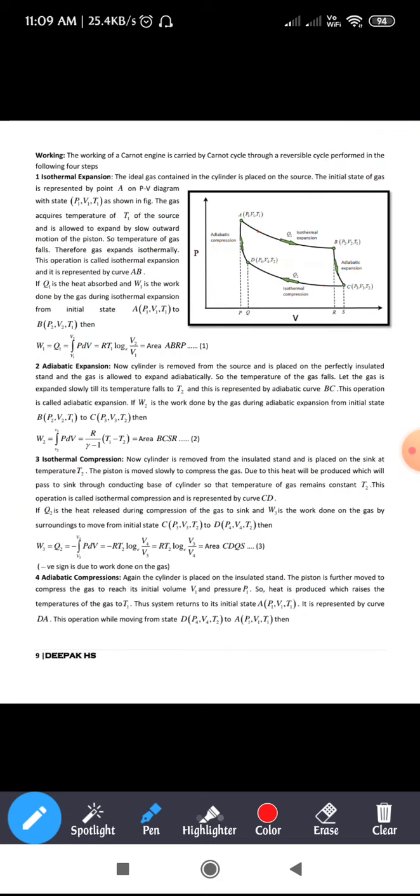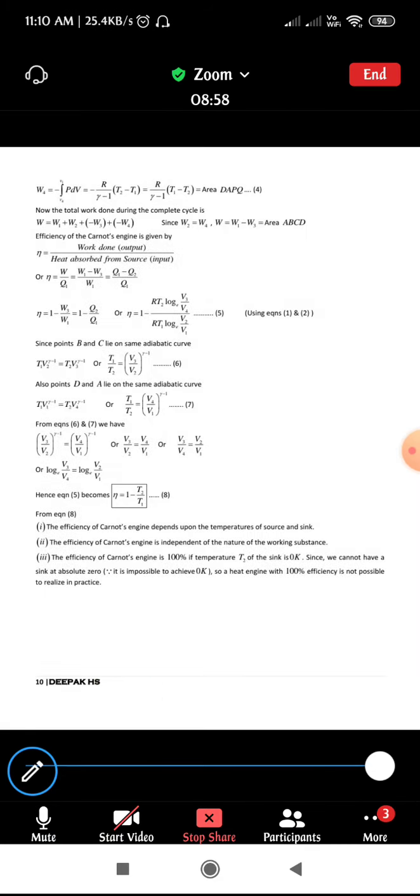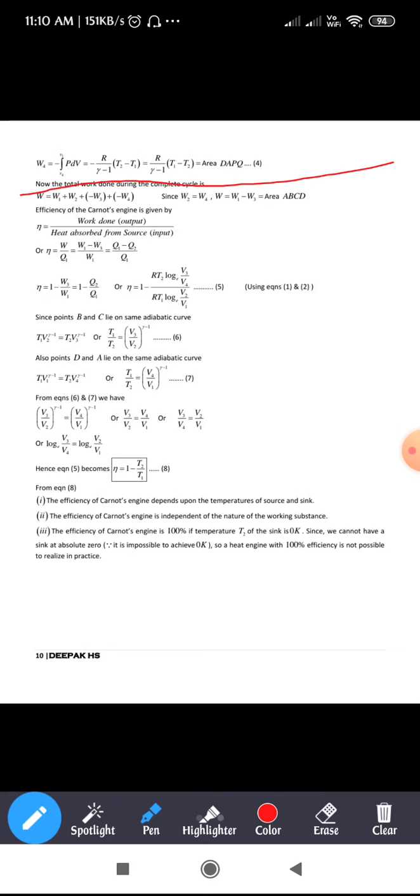Okay, so finally the work done for this comes out to be W4 is equal to, since the work is done on the system, negative sign, integral of V4 to V1 PdV, that is nothing but equal to minus R divided by gamma minus 1 into T2 minus T1, that is nothing but equal to R divided by gamma minus 1 into T1 minus T2, that is nothing but equal to area DAPQ.